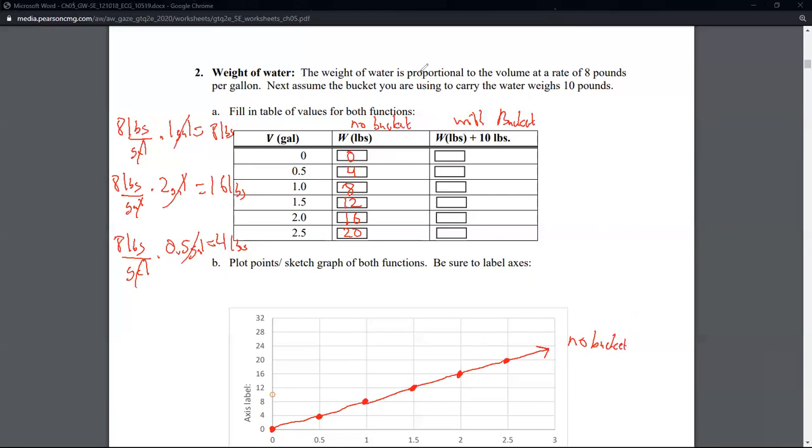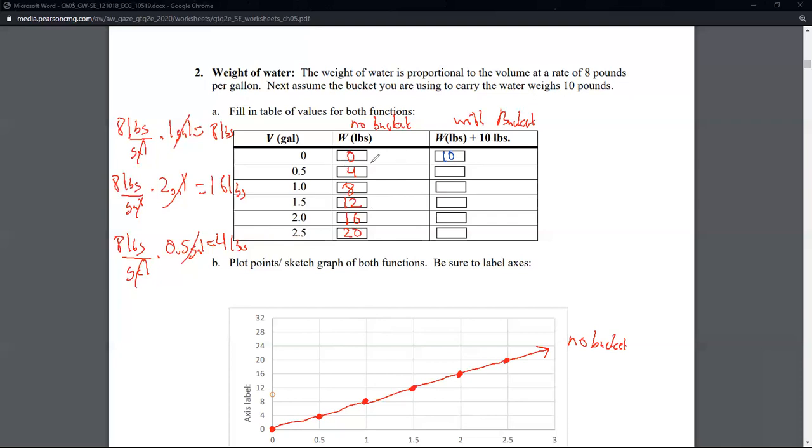Now let's do the bucket. Let's account for the bucket because we can't just put the water on our scale. We got to go grab our 10-pound solid iron bucket and then put water in it and then maybe not drink from it since it's iron. So now when we have no water, all we have is the bucket. The bucket weighs 10 pounds, so that's 10 pounds. All we're doing is adding 10 to every previous value.